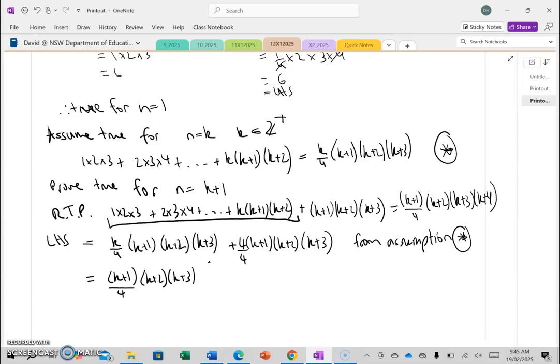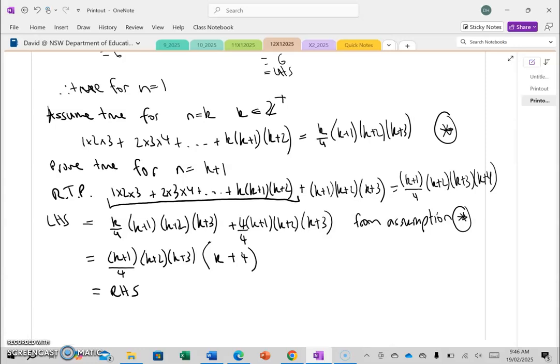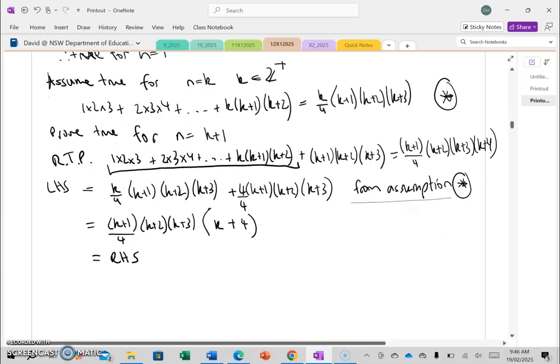Okay, what factors do we have left over? For the first term, we've only got a k. For the second term, it's just a 4. Well, that equals the right-hand side straight away. So notice, for these summation questions, we always use the assumption, and the easiest way to proceed is to factorize. Please don't do the nasty thing of expanding and trying to refactorize. Keep everything factored. Always look at what you're trying to get to on the right-hand side.